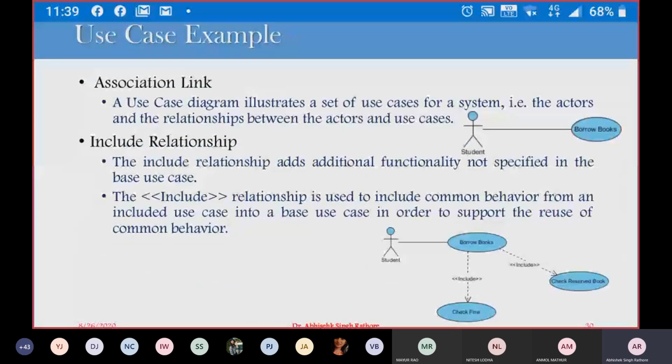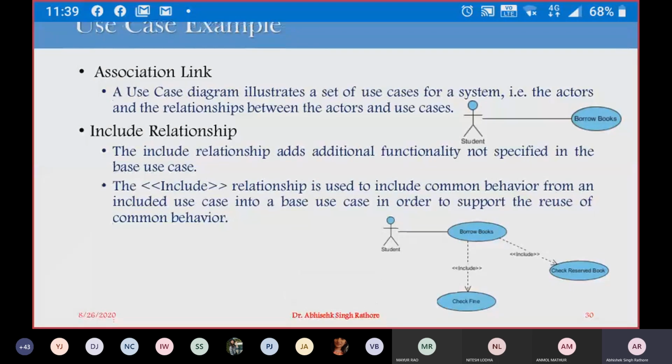So it might be a directed link, or some tools support directed links, or some tools support undirected links. In case of StarUML, it doesn't support a directed link, while IBM Rational Rose supports the directed link. So you have to consider what support is available for the association link. This association link just helps to find out the relationship between a user and a use case. So this is just a simple relationship that a user is associated with some use cases.